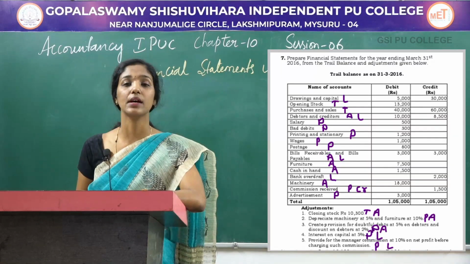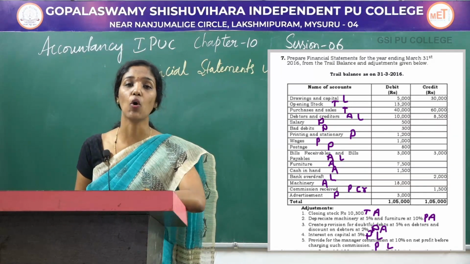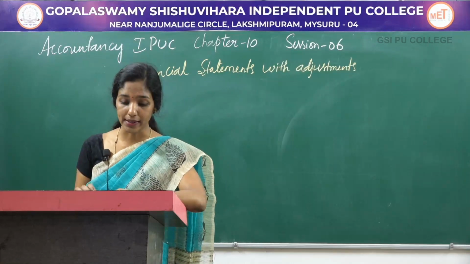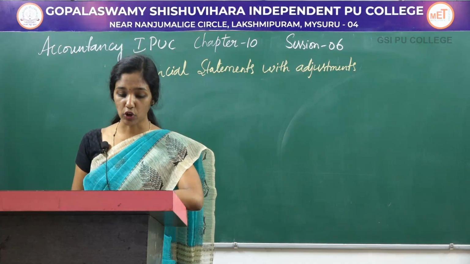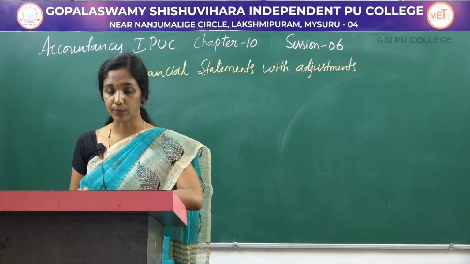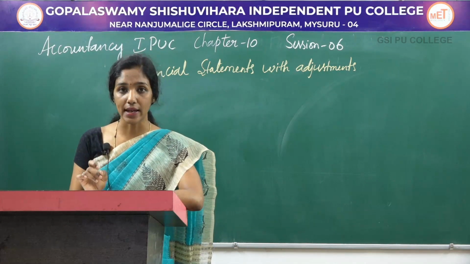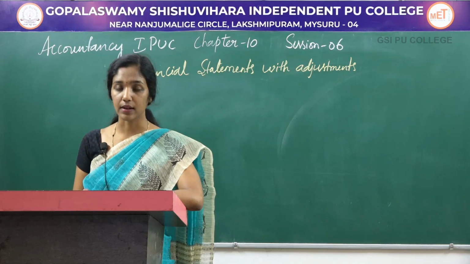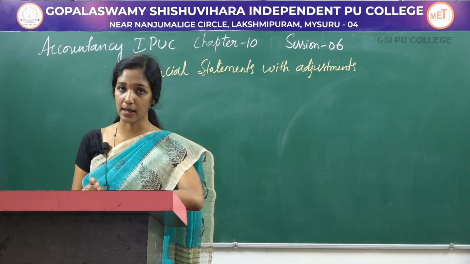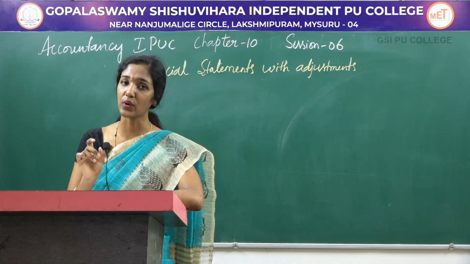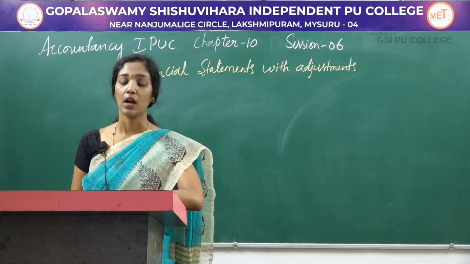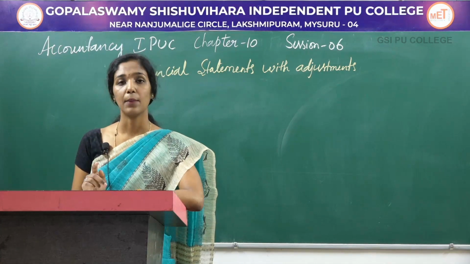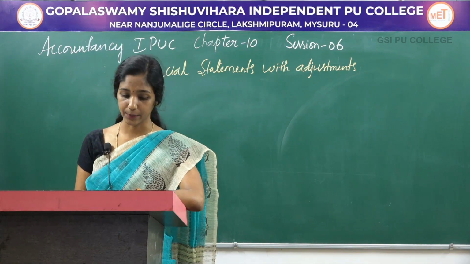These two items appear in the balance sheet on the liability side. So you have to mark it as L in front of the item. Opening stock, trading account. It is debited to the trading account. Purchase and sales, trading account. Purchase debit, sales credit in trading account. Debtors and creditors. Debtors asset, creditors liability.